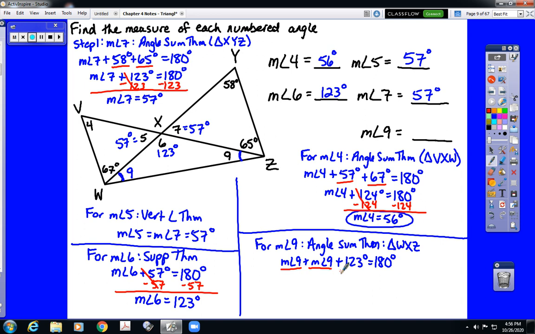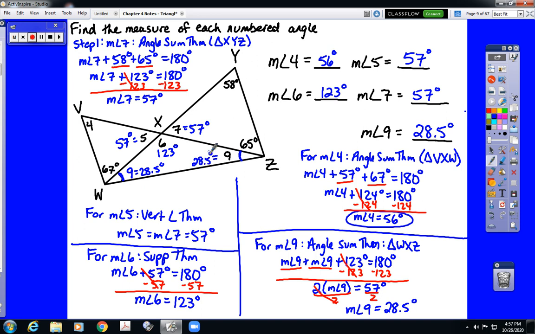Again, we can combine our two variables and we can move the 123 to the other side, which would give us 2 times the measure of angle 9 equals 57 degrees. Then we just simply need to divide both sides by 2, which does give us a decimal, but it's a workable number. The measure of angle 9 is 57 divided by 2, which is 28.5 degrees. Which would be the measure of both of these angles.